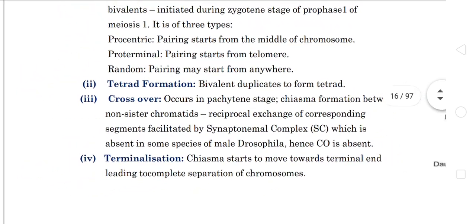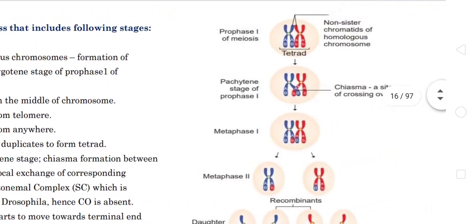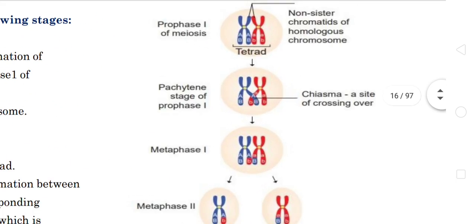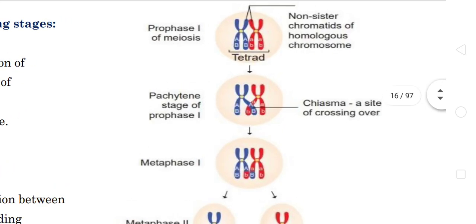The second stage is tetrad formation. Tetrad means 4. After the pairing of chromosomes, each homologous chromosome in the bivalent begins to form identical sister chromatids. This is nothing but the duplication of chromosomes. So the bivalent, due to the duplication process, leads to the formation of 4 chromatids. So we call it tetrad formation. At the end of the stage, 4 chromatids are formed, so it is called the tetrad stage.